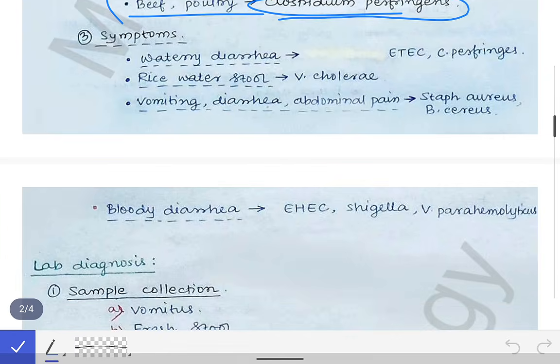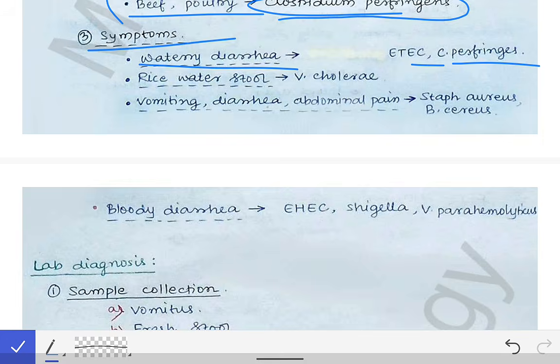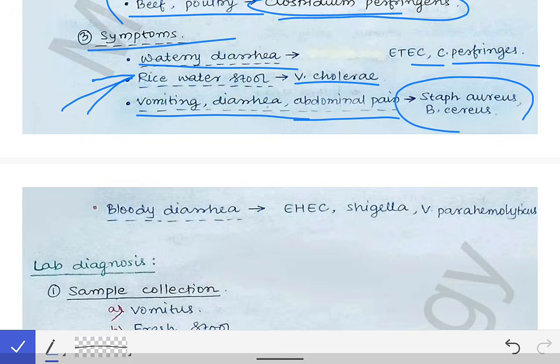Then we will also ask for the symptoms, because the symptoms are also important to narrow down. Watery diarrhea is mostly seen in enterotoxigenic E. coli infection or Clostridium perfringens infection, while rice water stool is world famous and is seen in case of Vibrio cholerae. This will help us narrow down to the Vibrio cholerae. Then if the patient says that there is vomiting, diarrhea and abdominal pain, all of these occurring together, then we can consider Staph aureus or Bacillus cereus as the causative agent.